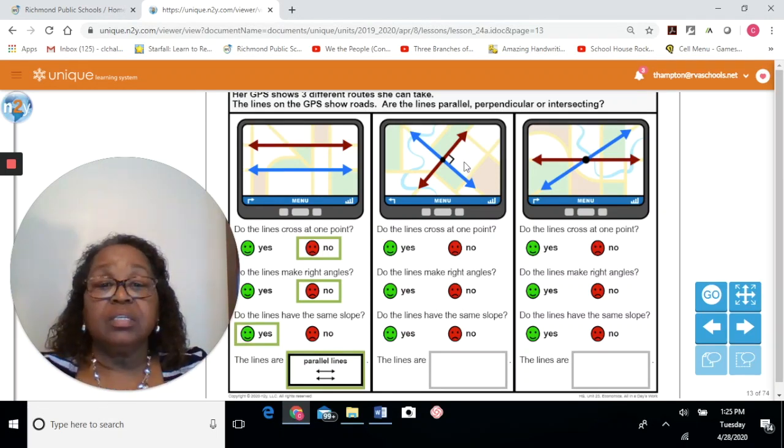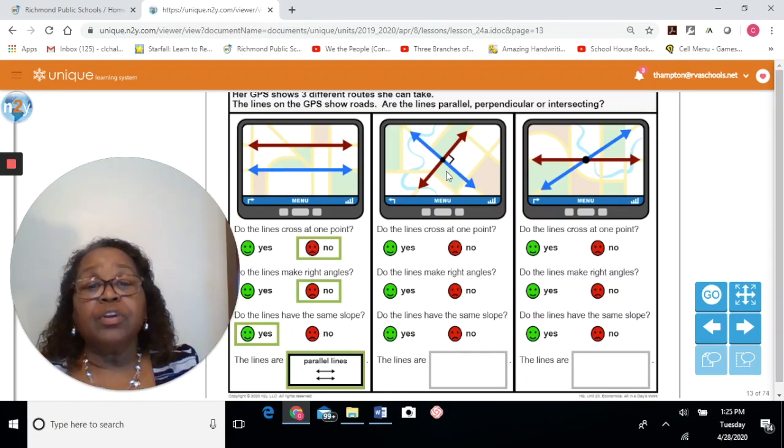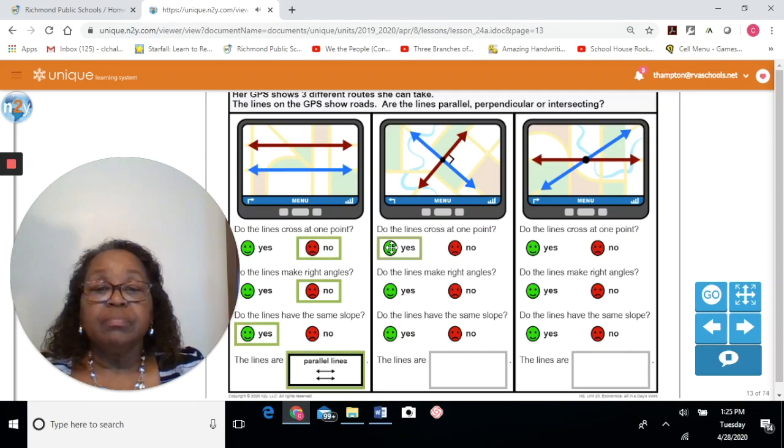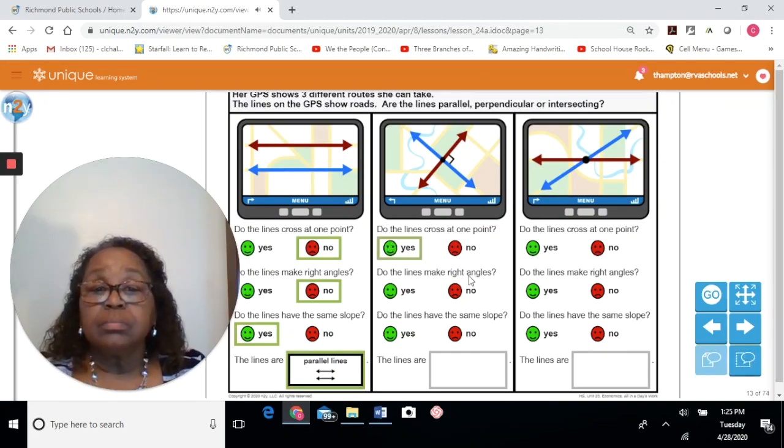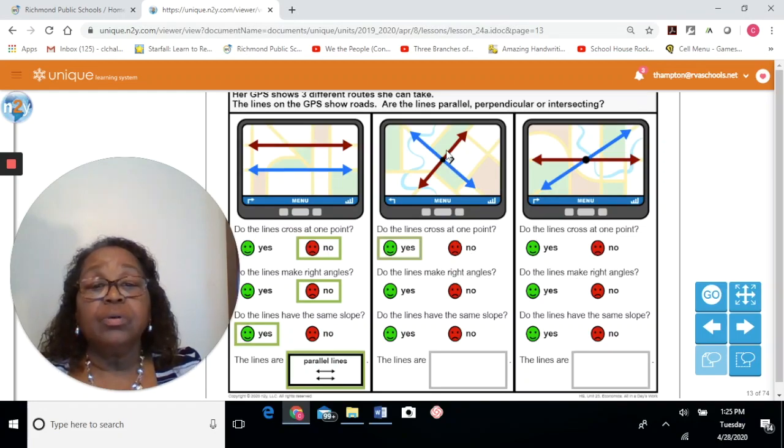All right, so let's see what are the conditions. It says, do the lines cross at one point? Yeah, there's the point. They've crossed at that point. So the answer is yes. Do the lines make right angles? Well, yeah, there's that right angle. Whenever you see that box, that means that that angle is a right angle. The answer is yes.